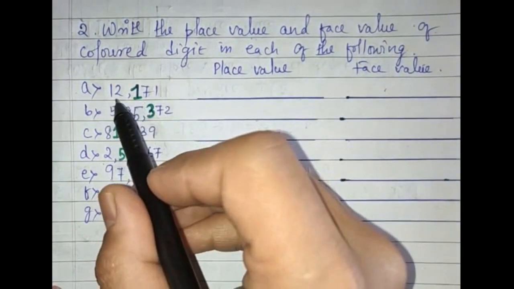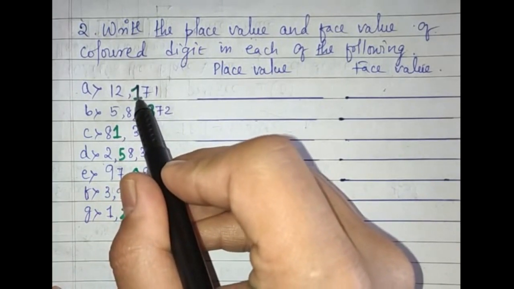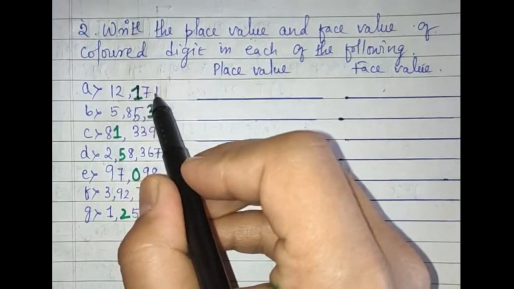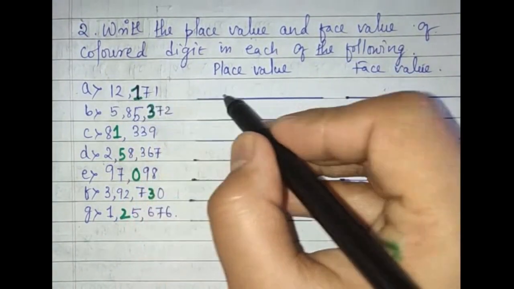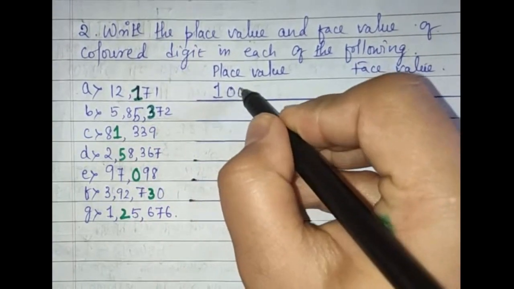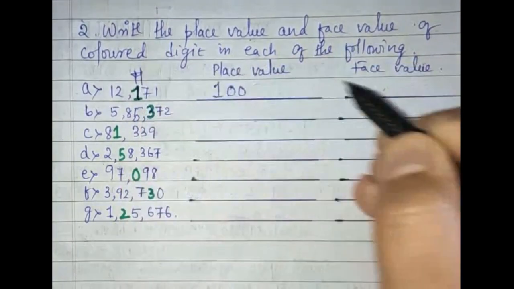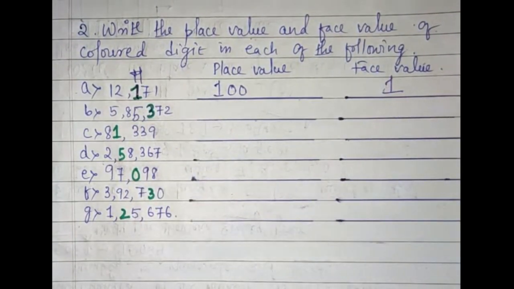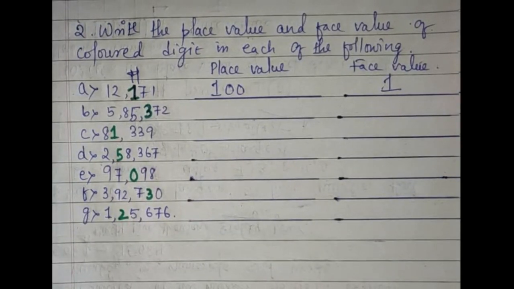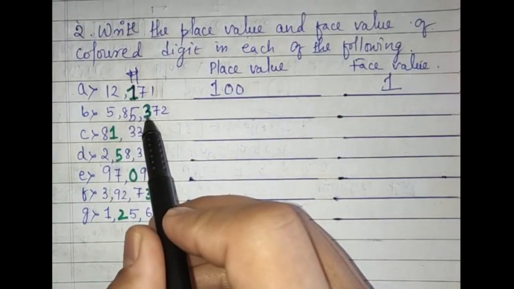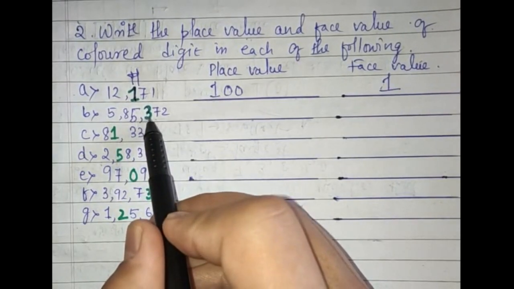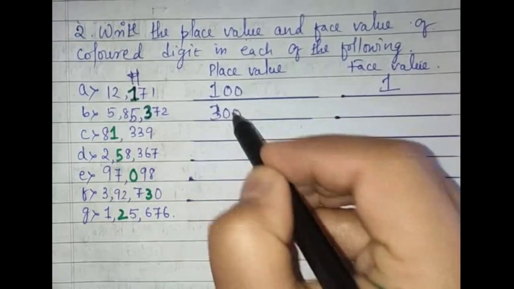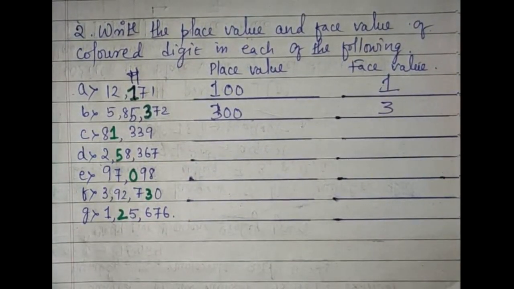Place value, in case of A, the colored digit we have to write, right? So the colored digit here is 1. So the place value of 1 in 171 is 100, because it is in the 100 position. Similarly, the face value of 1 will be 1. Number B, the colored digit is 3, which is in the 100 position, 1's, 10's, 100's. So it will be 300, and the face value itself is 3.